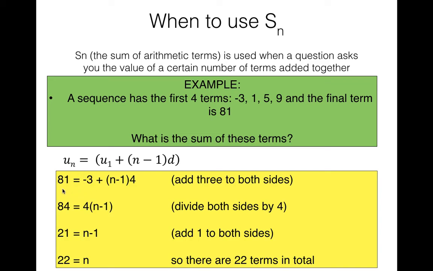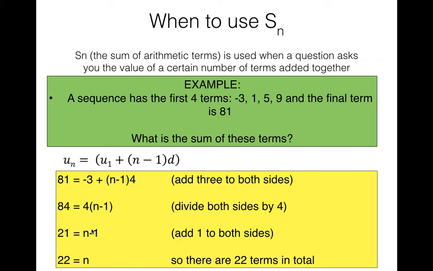So I'm going to add 3, and I get 84 on this side equals 4 times n minus 1. Now at the moment there's not much I can do with this n minus 1 because I don't know what it is. But I'm multiplying the whole thing by 4. So to get rid of that I can divide both sides by 4. 84 divided by 4 is 21. So 21 equals n minus 1.